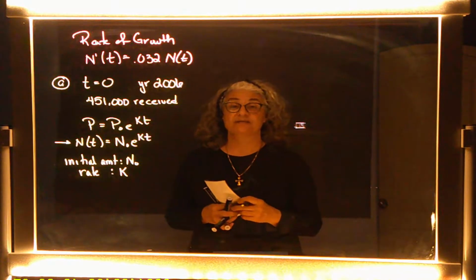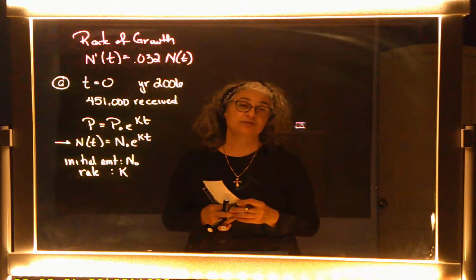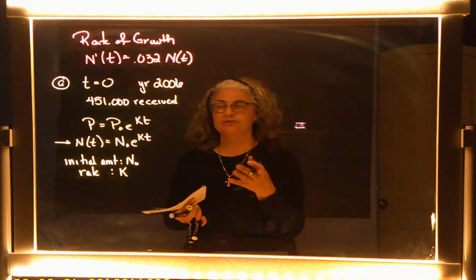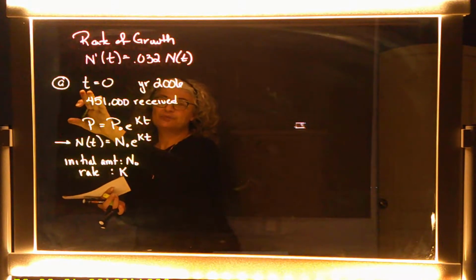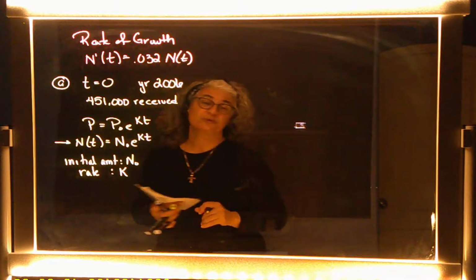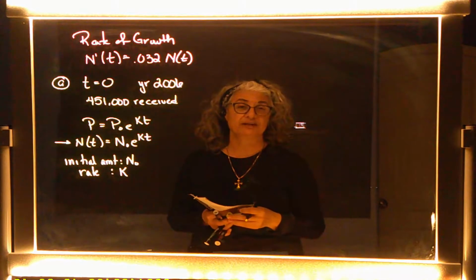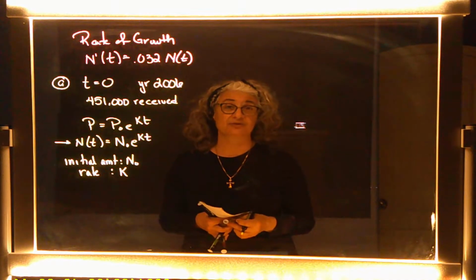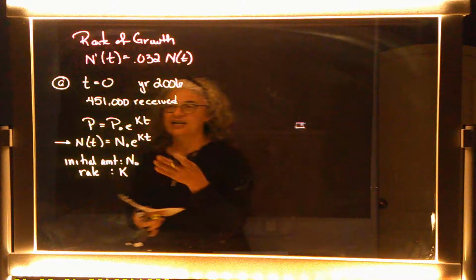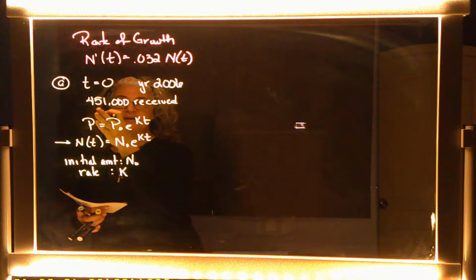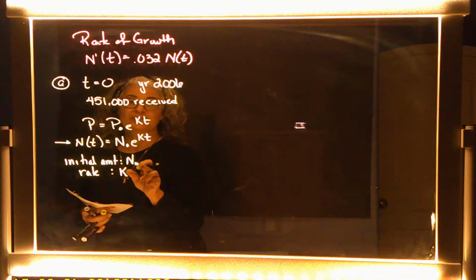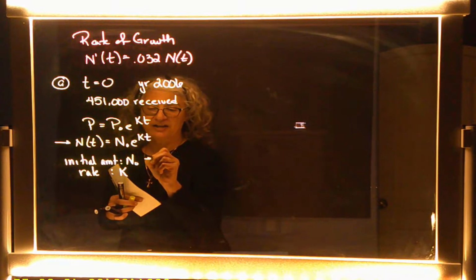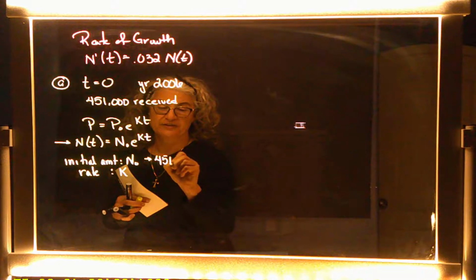So answer me this. Did they give me the initial amount? Well, go back to what we wrote down for part A. They said at time equals 0, they received 451,000 applications. Did they give me an initial amount? They certainly did. Time equals 0 means that my initial amount is 451,000. So in this case, I've got it.